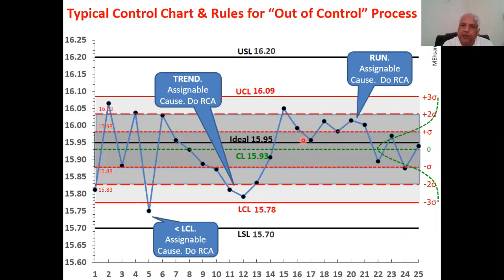If this happens with a new machine or a new plant, then even two or three points on the same side, if they don't zigzag around the mean, should give you a cause of concern. But if this is an old machine, perhaps you will go beyond seven.